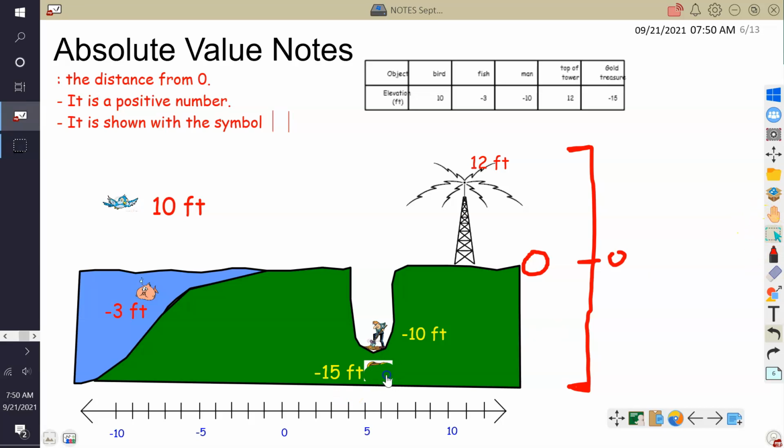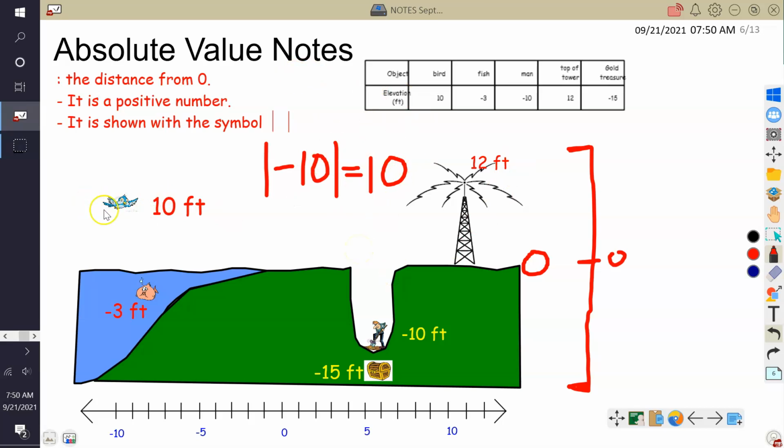So the guy, what's he digging? Oh, there's treasure down there. The guy is 10 feet below the ground level. So he is at -10. But if we say, how far is he from ground level, we would be using absolute value. We would use these symbols here. We would say the absolute value of -10, and that's what it would look like right here. The absolute value of -10 is 10, because we're asking how far from 0 is -10. It's 10 away, right? So it's a positive 10.